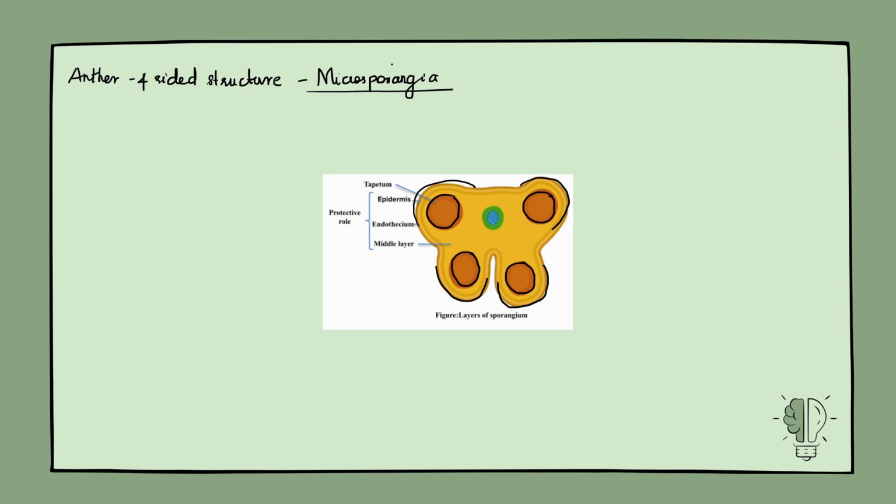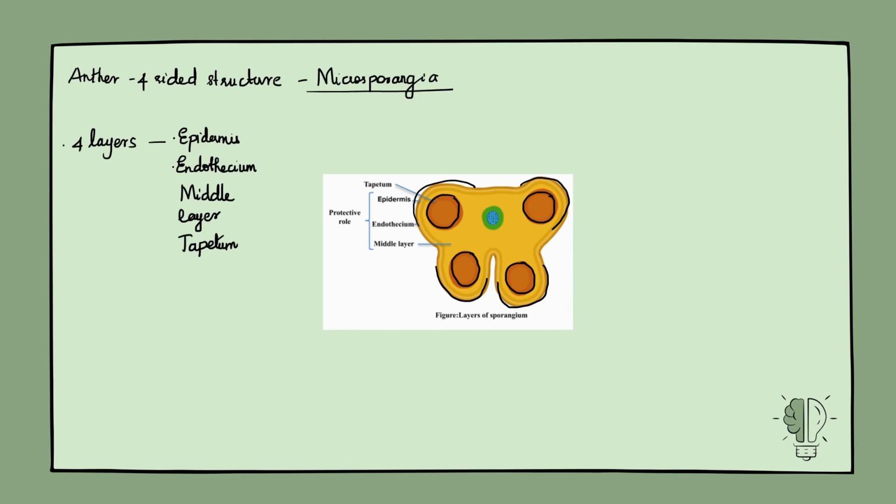Now let us learn about the layers around microsporangia. The microsporangium basically has four layers, and these layers are epidermis, endothecium, middle layer, and tapetum. Okay.